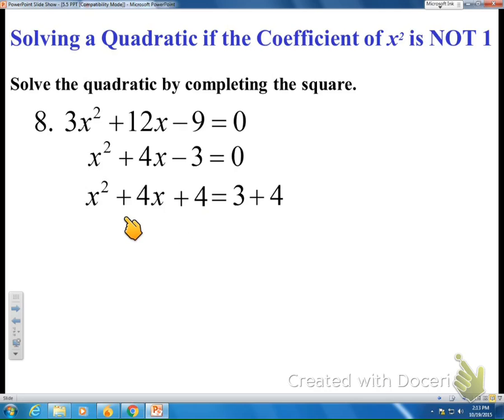You've just got to figure out what's in parentheses when you have that binomial squared. I can take that middle term and divide it by 2, or figure out what multiplies to 4 and adds to 4. x plus 2, quantity squared, equals 7. Take the square root on both sides. Be sure you include the plus or minus. And then your last step is to get that x by itself by subtracting 2.